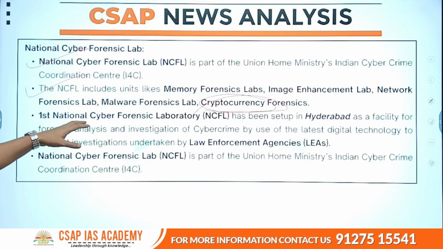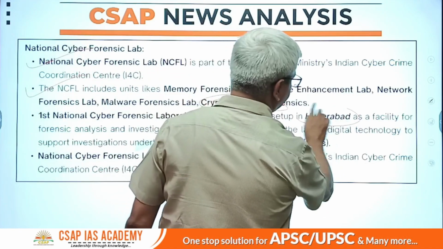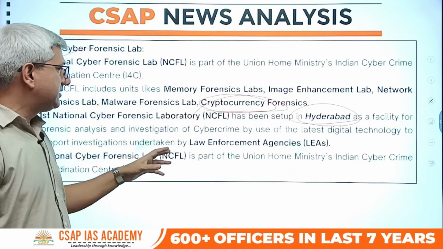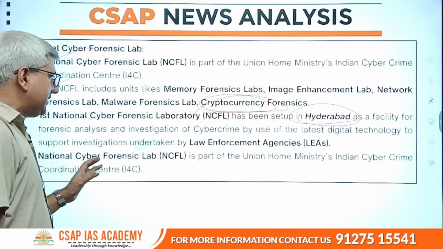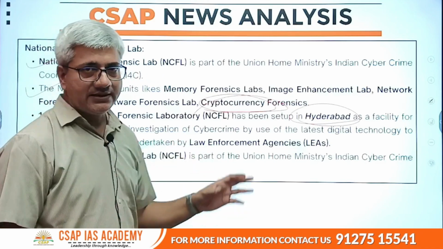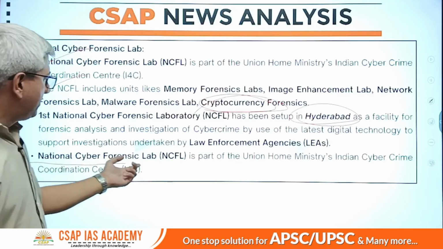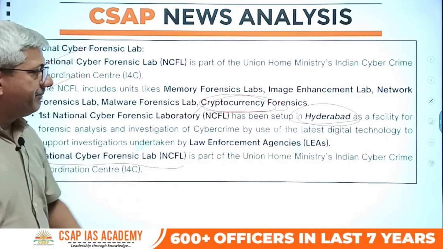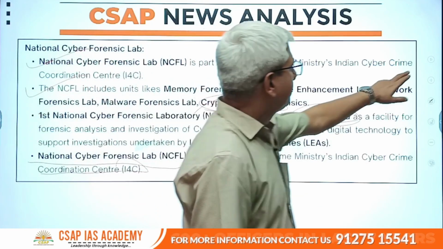So first National Cyber Forensic Laboratory has been set up in Hyderabad as a facility for forensic analysis and investigations of cybercrime by use of the latest digital technology to support investigations undertaken by law enforcement agency. So first Hyderabad set up hoisile, etu hol amar second. National Cyber Forensic Lab is part of the Union Home Ministry's Indian Cybercrime Coordination Center. It already is there.